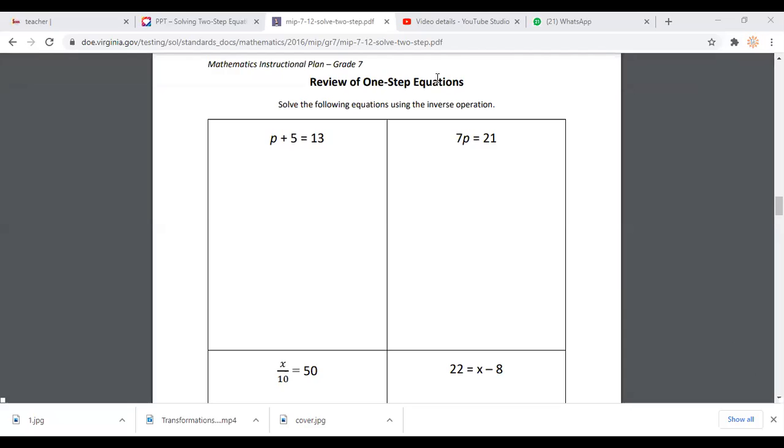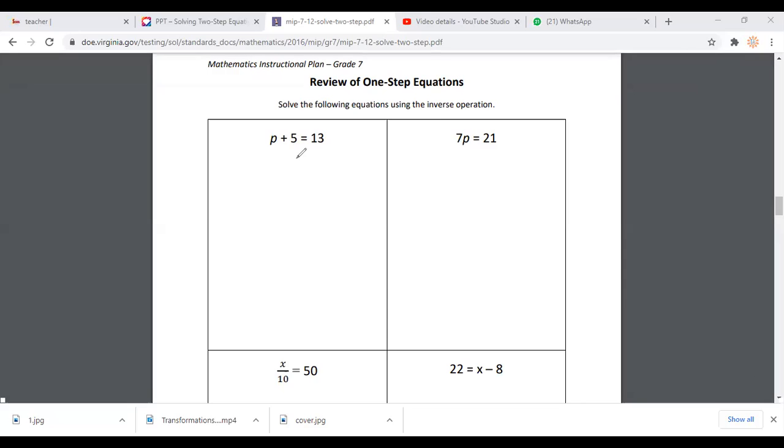Who will start to answer with me the first question? b plus 5 equals 13. If you want to answer, raise your hand, please. Anyone else? Okay, number one, b will be equal to 8.